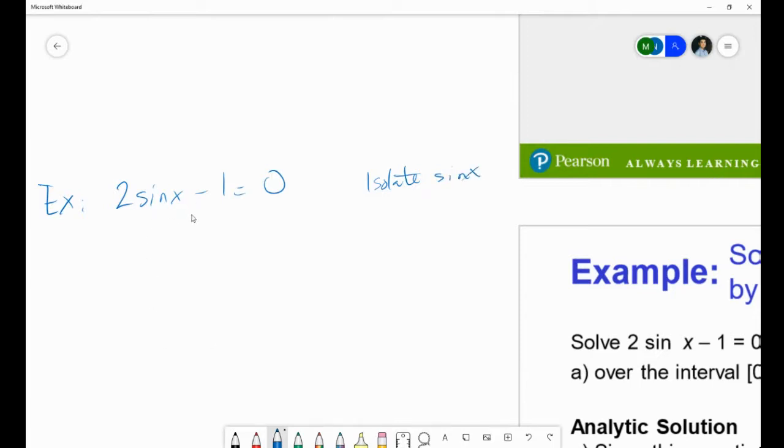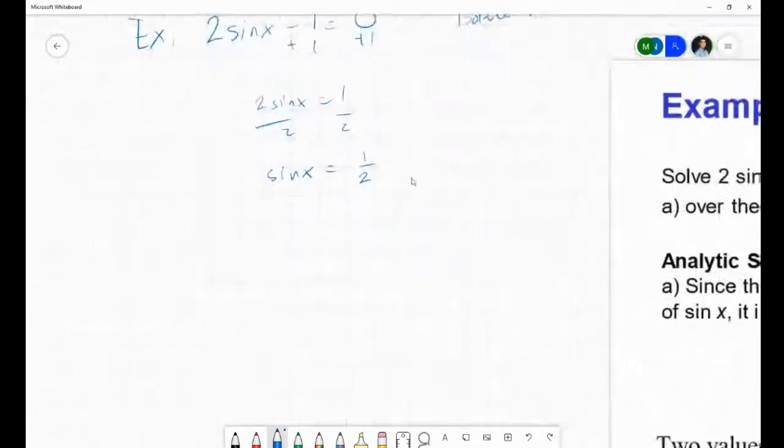To do that, just get rid of everything. So we're going to add 1 on both sides and divide by 2. So now we have sine x equals 1/2. Everything here up to this point is just algebra. So this is where it gets a little bit different, okay?